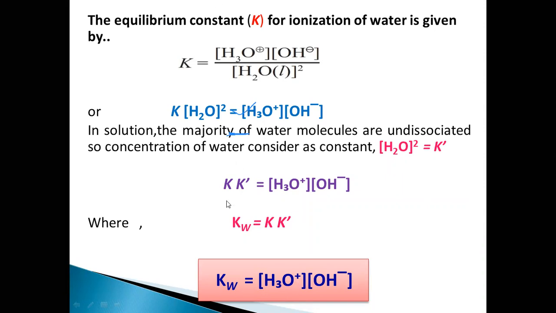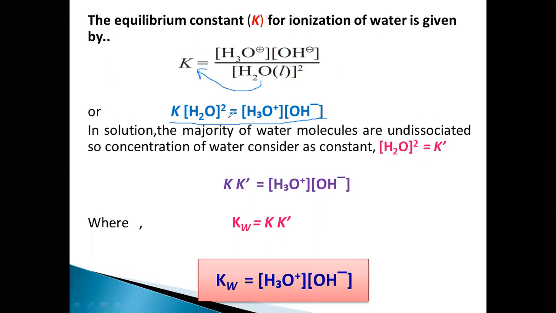Now arrange this equation. We can write this equation in this form also. Arrange this equation. The denominator term goes to the other side, right? So the next equation becomes K into the concentration of water equal to the concentration of hydronium ion into the concentration of OH minus ion. Okay. Now listen carefully, student. Now the next part is a very, very important part.